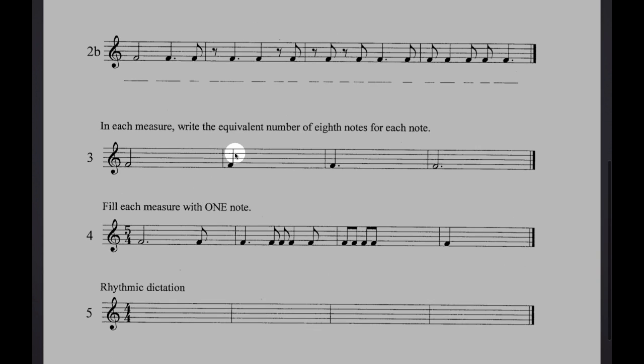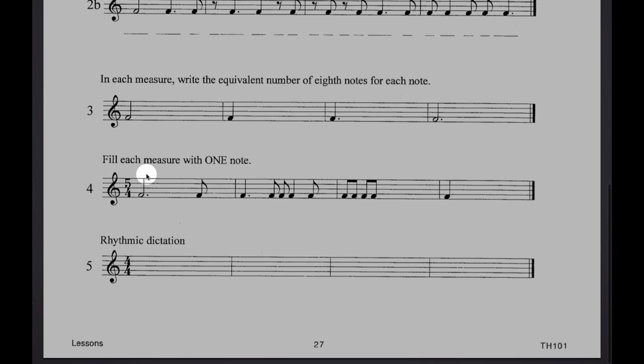Now in each measure, write the equivalent, or the number of eighth notes that this note equals. So how many eighth notes fit in a half note? The answer is 4. How many eighth notes fit in a quarter note? 2. How many eighth notes fit in a dotted quarter note? 3. And figure out the dotted half note on your own. This is 3 beats. So how many eighth notes fit in 3 beats if each eighth note is half a beat?